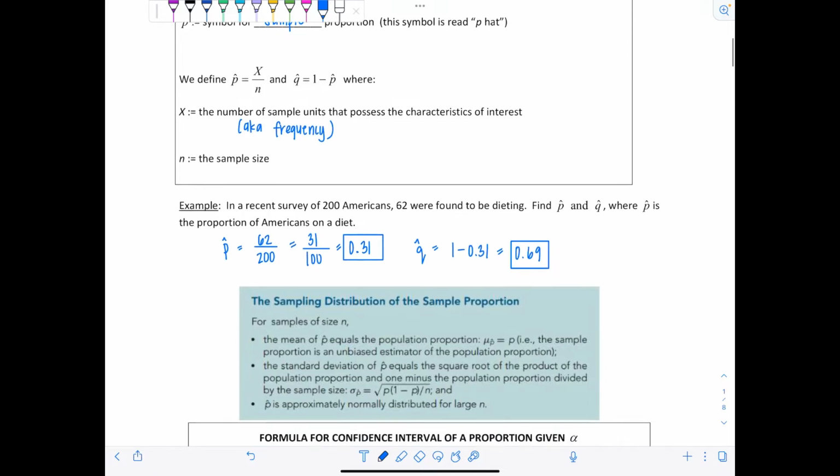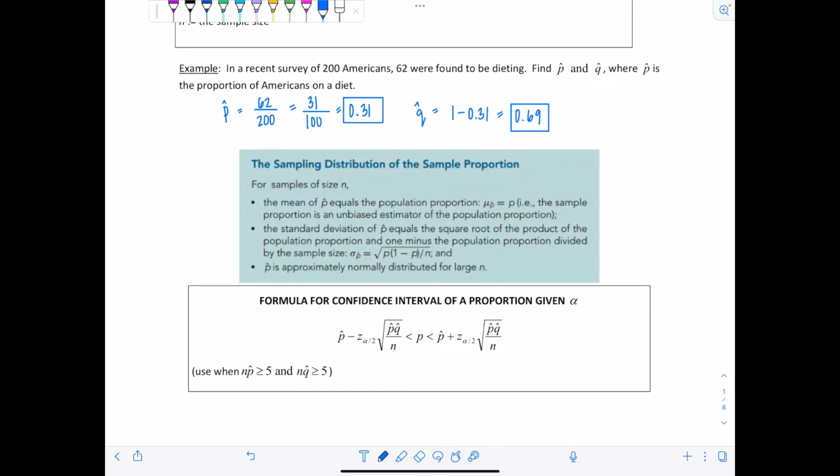So for samples of size n, the mean of p hat equals the population proportion, mu sub p hat is p. What that basically says is the sample proportion is an unbiased estimator of the population proportion. And the standard deviation of p hat equals the square root of the product of the population proportion and 1 minus the population proportion. Instead of 1 minus the population proportion, I just like to use q, divided by the sample size. And p hat is approximately normally distributed for large n.